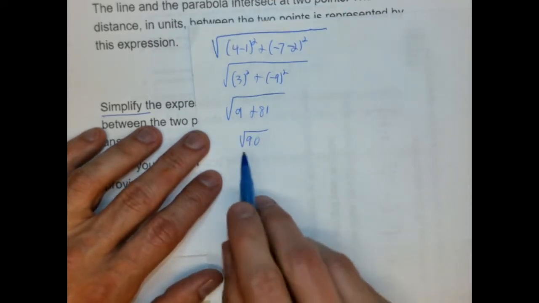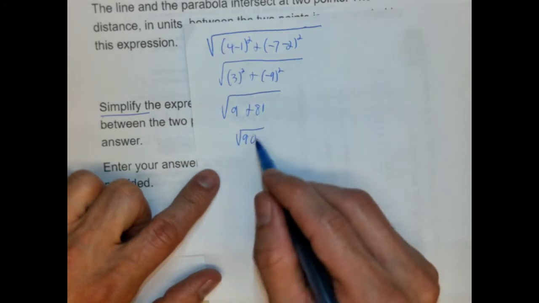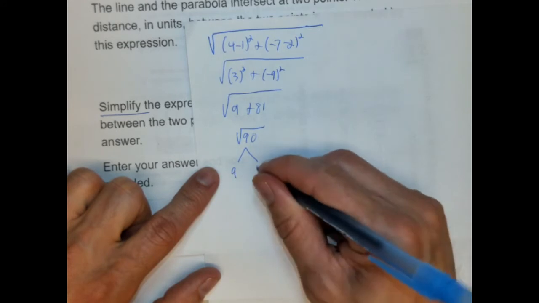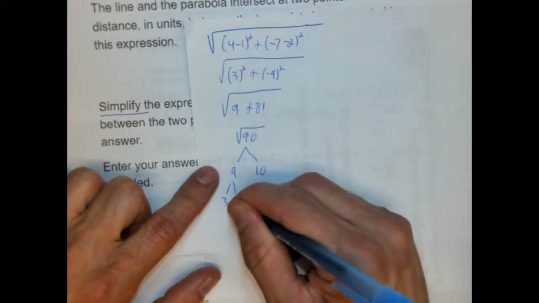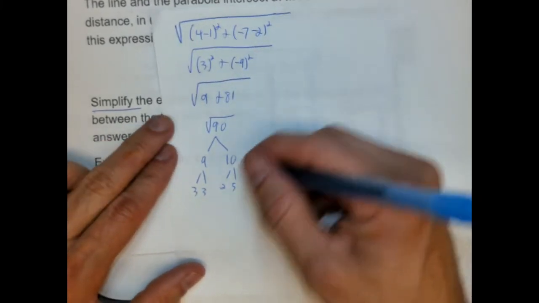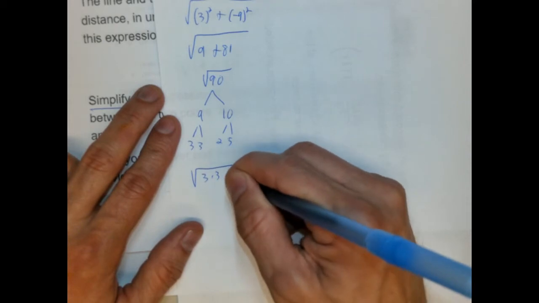Okay, so a lot of students would stop there. Don't, though, because it says simplify it, right? This is not the simplest version of it. We can actually start breaking down these radicals, right? So 9 times 10. You guys remember doing these? The old factor trees? 2 times 5. Okay, so we're going to write these all out. So it's going to be radical 3 times 3 times 2 times 5.